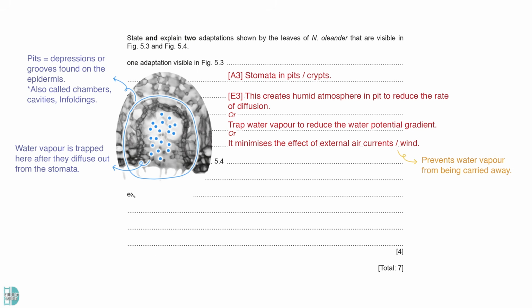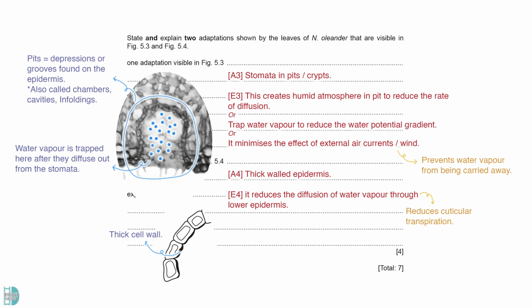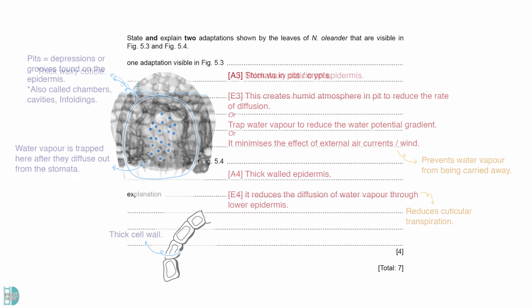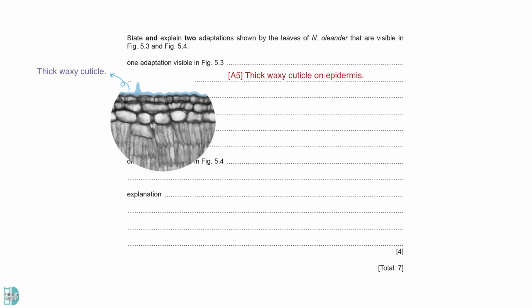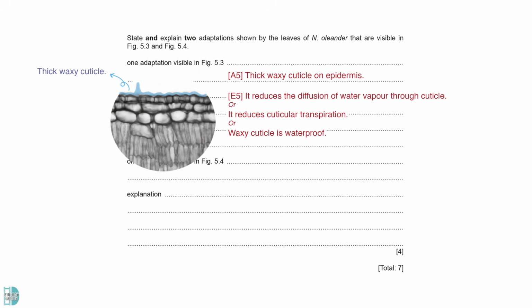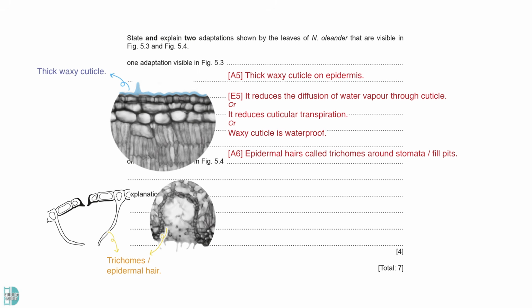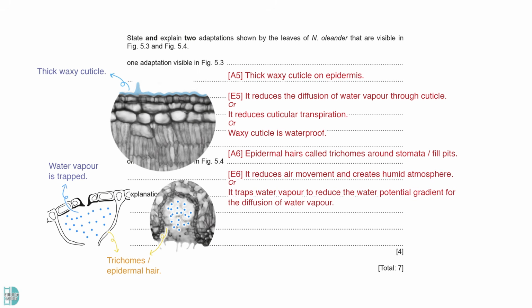In figure 5.4, we can see that a thick wall epidermis reduces the diffusion of water vapor through the lower epidermis. It reduces the rate of cuticular transpiration as well. A thick waxy cuticle can also be seen. Waxy cuticles are waterproof. It reduces the diffusion of water vapor through the cuticle as well. Epidermal hairs called trichomes are found around the stoma. They trap still air and create a humid atmosphere around the stoma. This reduces the water potential gradient, hence the rate of water vapor diffusion.